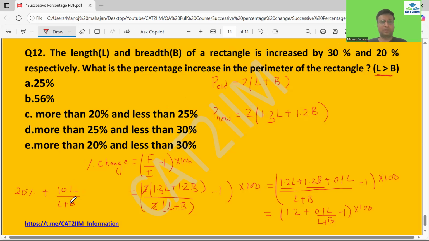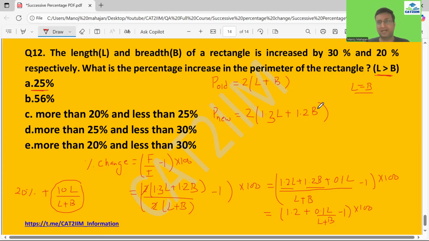Now you tell me one thing over here. If L and B would have been equal, in that case, this would be nothing but what? If I put L as B, this would come out to be 5 exactly. So 20 plus 5 would have been 25%. A lot of students do mark 25% also. So that is also not correct because length is more than breadth.